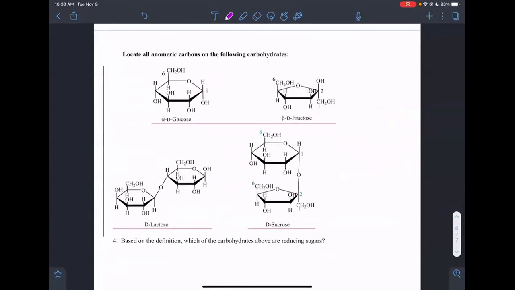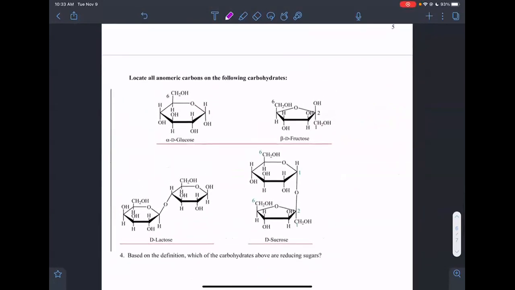So let's look at some examples, right? Locate all anomeric carbons on the following carbohydrates. Remember, anomeric carbons are carbons bonded to 2 oxygens. So 2 oxygens, that has to be anomeric. 1 oxygen here, 1 oxygen here. This one's anomeric. 1 oxygen, 1 oxygen, anomeric. 1 oxygen, another oxygen, anomeric.